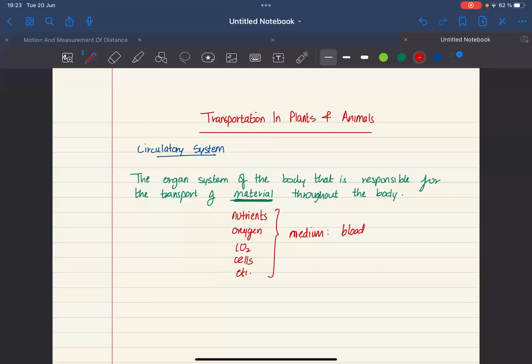Okay. So what are the parts of the circulatory system? The main part is the heart. Heart, ma'am. Heart. Then you have the veins, and then you have the arteries. Okay.